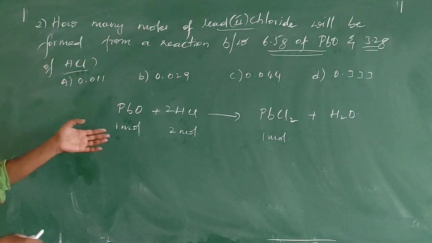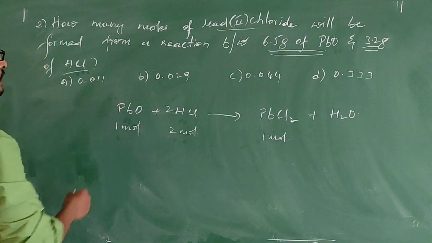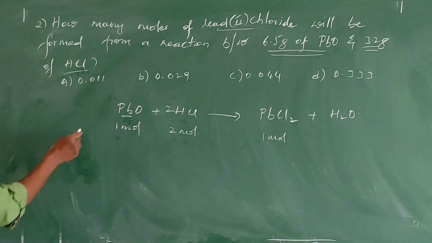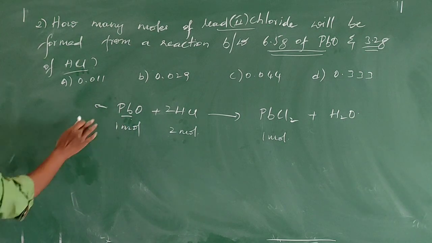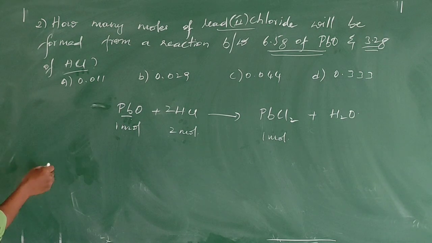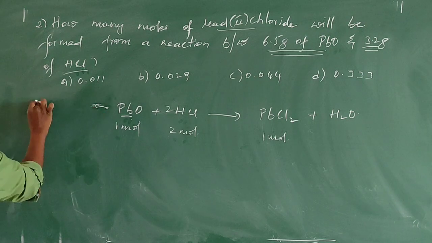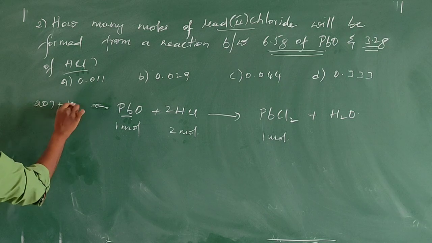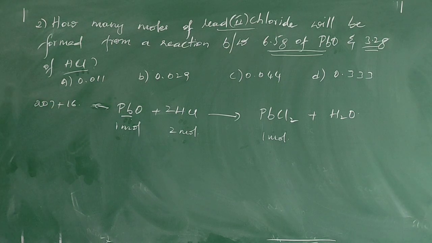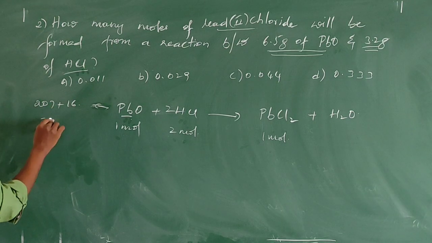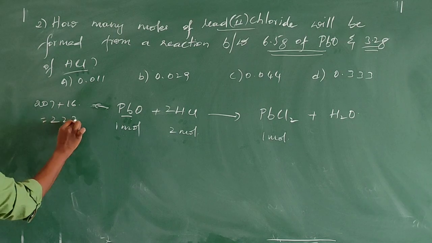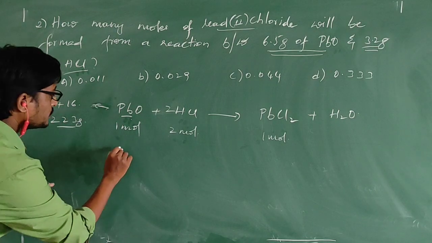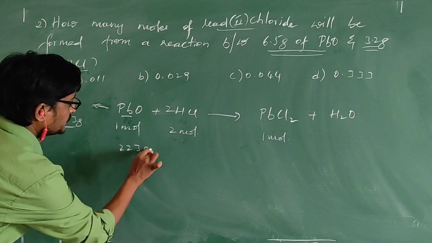Here in the question, if you see 1 mole of lead oxide, what is the atomic mass of lead? Atomic mass of lead will be 207. Atomic mass of oxygen will be 16. So nothing but this is equal to 223. So 1 mole of lead oxide has a mass of 223 grams.